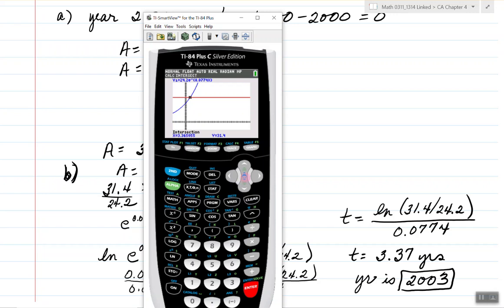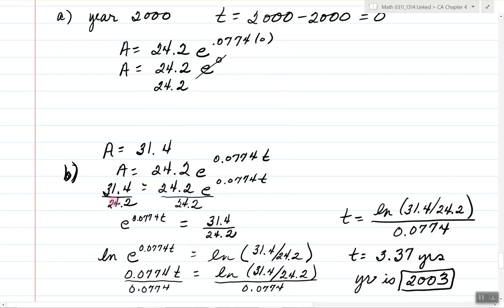Once you set the window, it's probably easier to use the calculator. I was not thinking about the fact that I had millions and all I had to do was say 31.4 and it was implied to be millions. All right. Let's look at our next question.